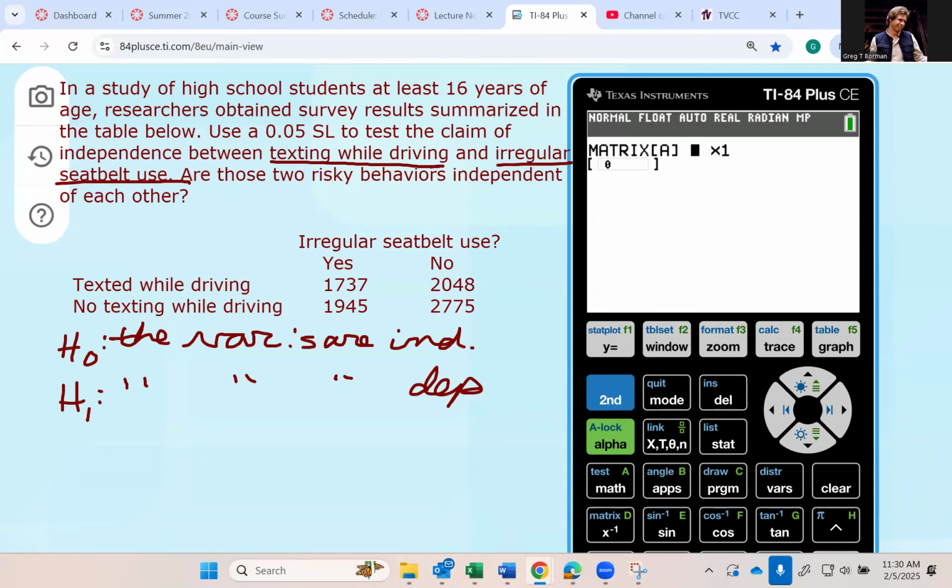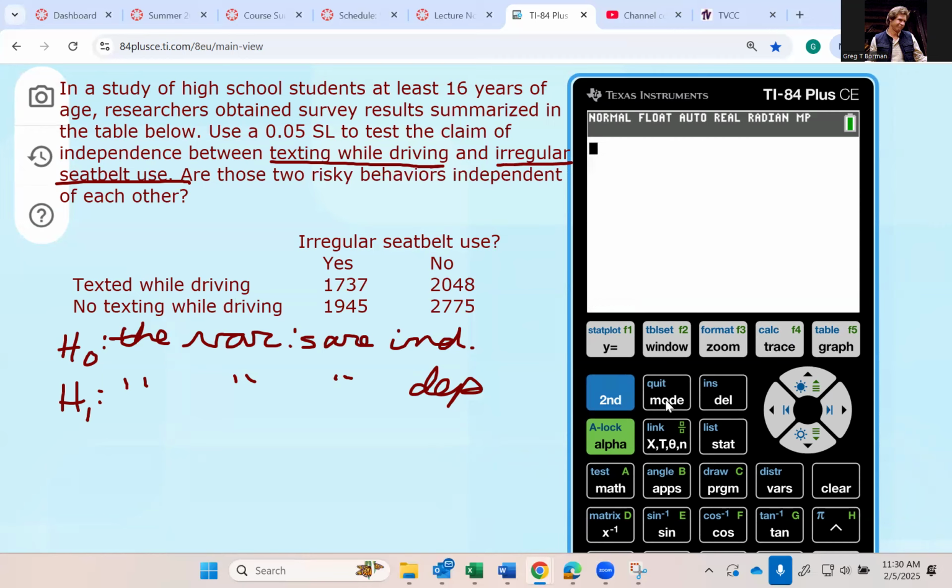Okay. Now we need to put in all of this data. There are 2 rows and 2 columns, so we need a 2 by 2 matrix. So you just put them in the way they appear in your table. Okay. So we've got the matrix.